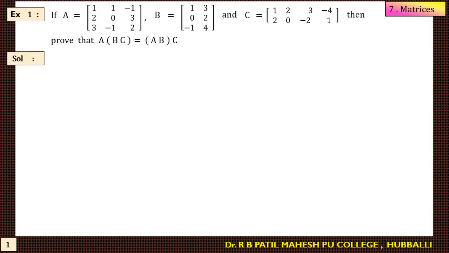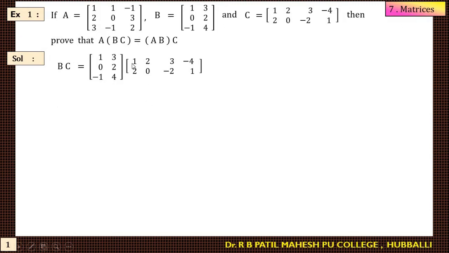Now see the solution. In this example, we are given A(BC) and (AB)C. So first let me find the LHS term, that is A(BC). For that, first you operate the BC term. So BC is equal to the B matrix, substitute, into the C matrix, that is [1, 2, 3, -4; 2, 0, -2, 1]. Already you learned how to multiply two matrices. It is operated row into column wise.